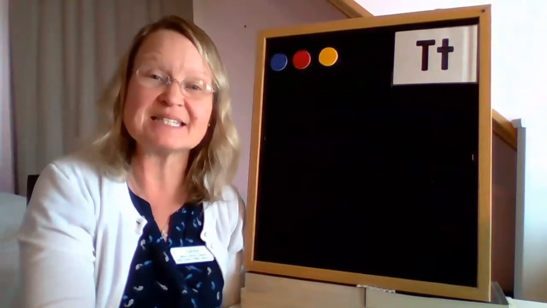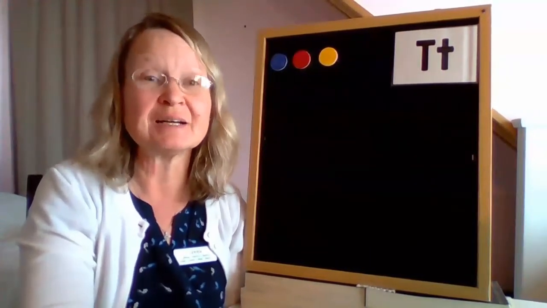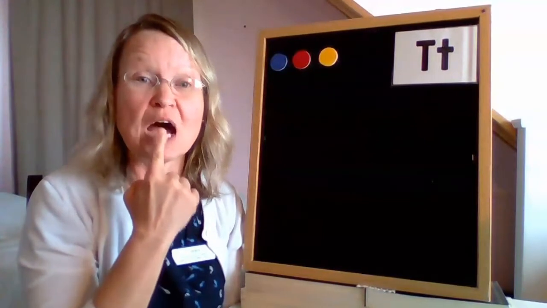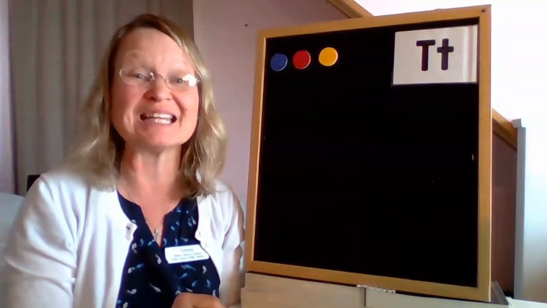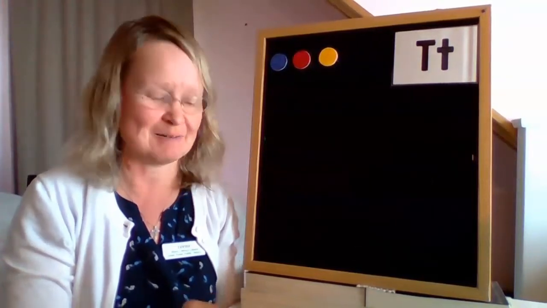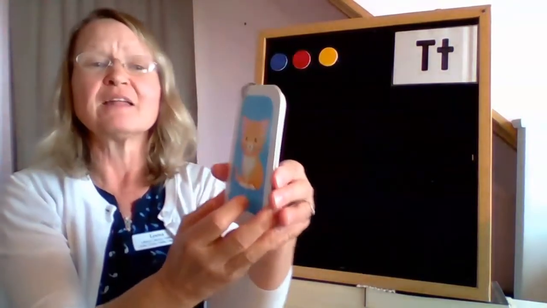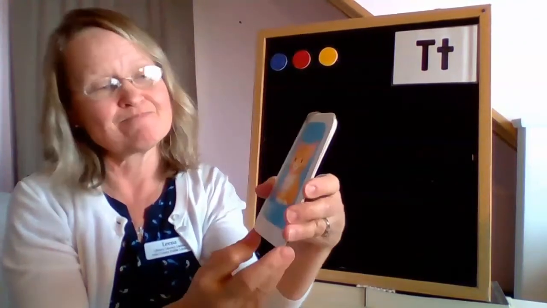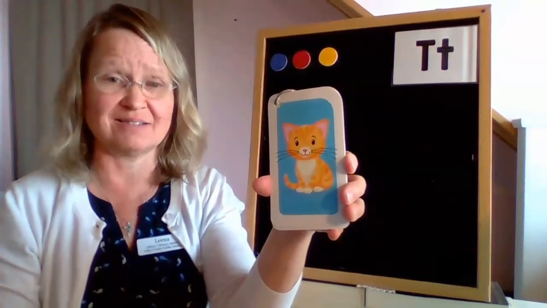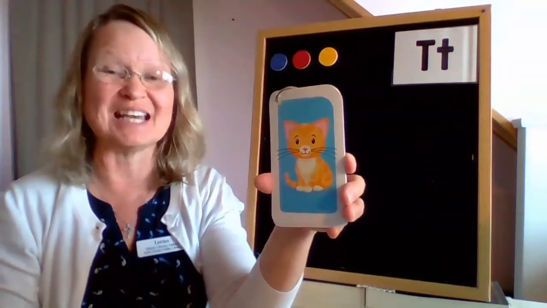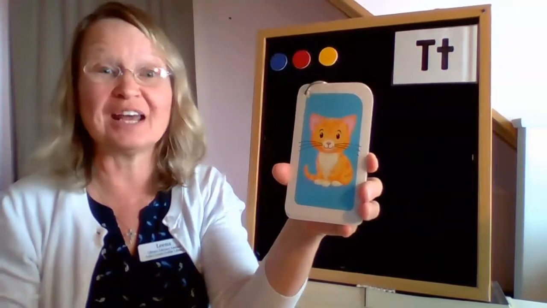Now, letter T makes a sound like this. T. Your tongue tip goes up to the top of your mouth, right behind your teeth, and goes like this. T, t, t. Does the word cat start with the T sound? Cat. No, cat starts with the K sound. If a cat started with the T sound, we'd call it a tat.